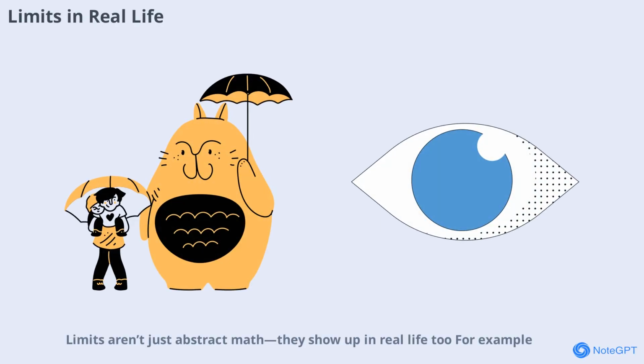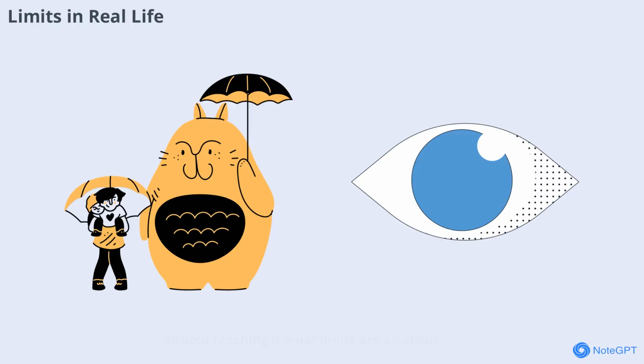Limits aren't just abstract math, they show up in real life too. For example, when you pour water into a glass, the level approaches the rim but never quite spills over until you add just a bit more. This idea of getting closer and closer without reaching is what limits are all about.